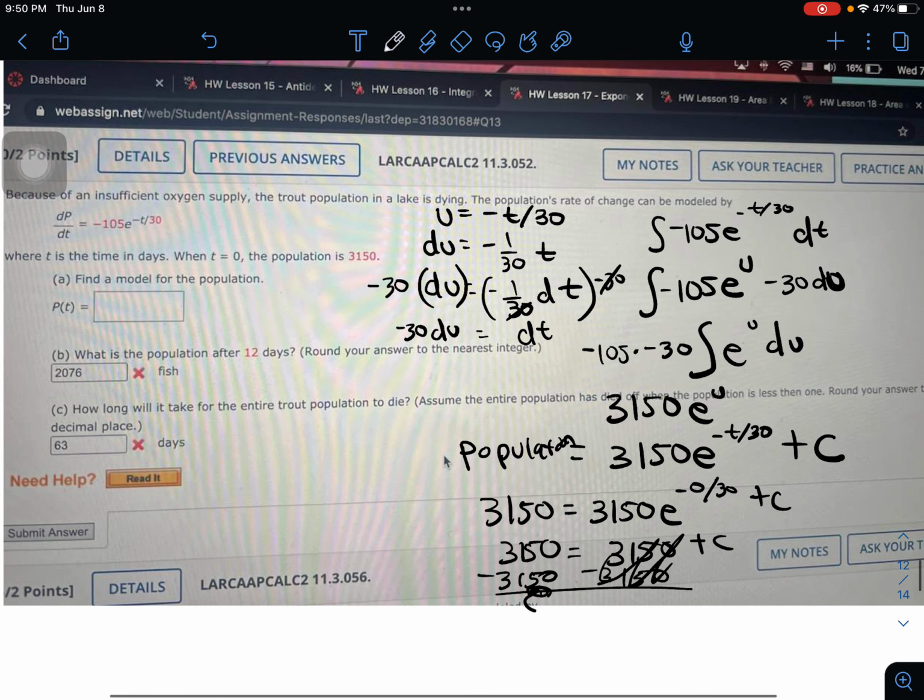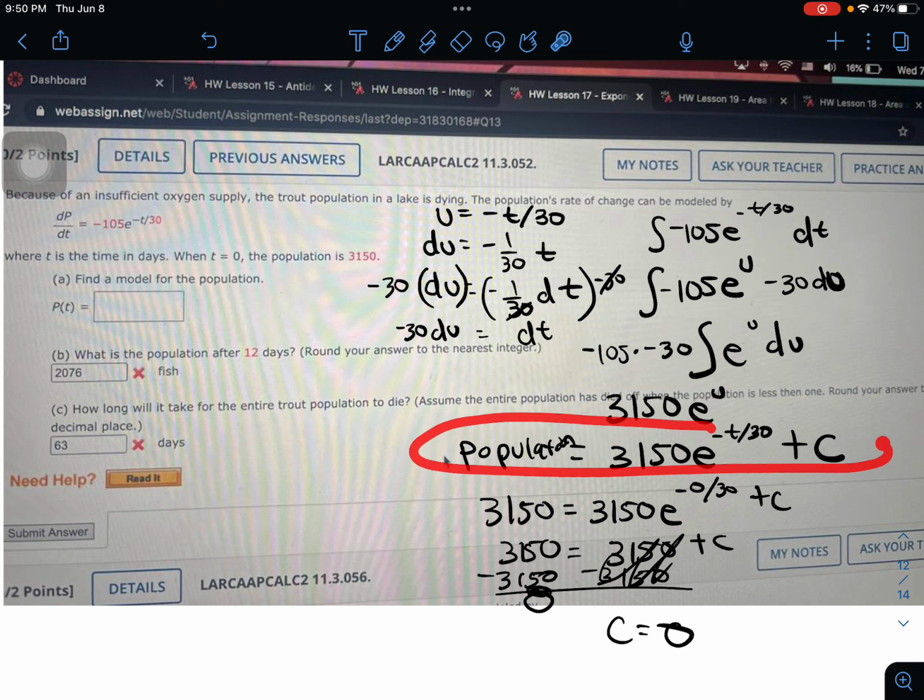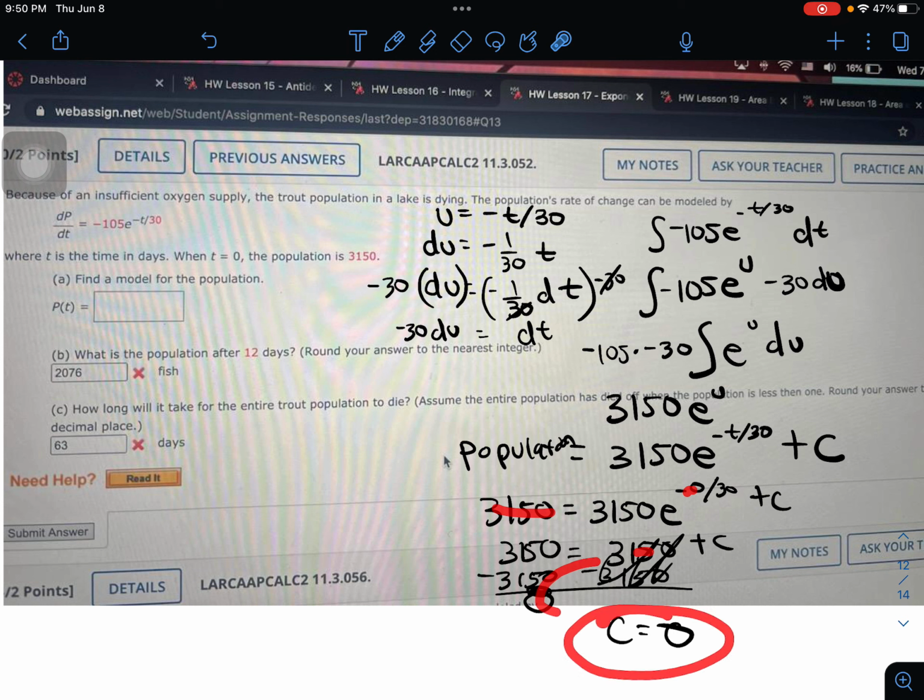See that? 3,150 minus 3,150 is 0. So c equals 0. Now I can write my specific function. The reason I did all that: when you found the indefinite integral, you had this, but I need a specific function. So I have to solve for the c using the information they gave me. That's why I plug that stuff in, and when I plug it in, I can now solve for the c, which I did. The c is equal to 0. So up here, I can actually replace that c with a 0, and that's your answer.